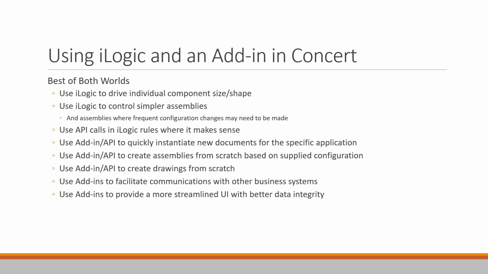But an add-in with the API lets you create new documents very quickly, instantiate new occurrences, create assemblies from scratch and drawings from scratch. It can make it easier to communicate with other business systems because you've easily got the whole .NET framework at your fingertips, which you technically do in an iLogic rule, but it's more difficult because it's always executing in the context of a part or an assembly or a drawing, right? And then finally, if you've got an add-in, you can use Windows Forms to provide a much more rich user experience, right?